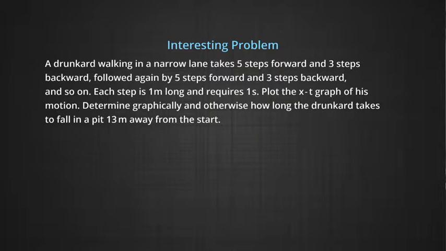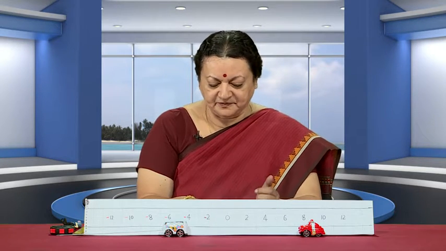This problem is about a drunkard. You know that drinking is very bad and it is injurious to health and should not be done. However, we are taking up the problem because it is able to tell us about our two terms that we are talking about, the distance and the displacement. It is for that reason that we are taking up the drunkard problem now in this lesson.